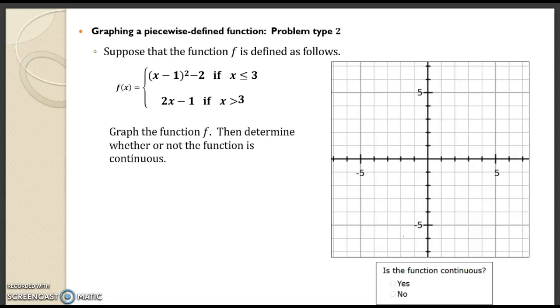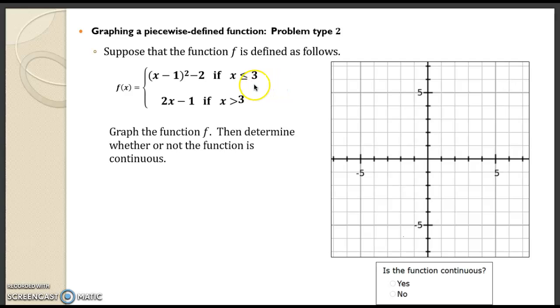Hey everybody! In this video we're going to talk about graphing a piecewise defined function, problem type 2. So if we're given a function as defined below, what this means is the outputs of this function are going to be equal to this portion if x is less than or equal to 3. And the outputs of this function are going to be equal to this, which happens to be a line, if our inputs are more than 3.